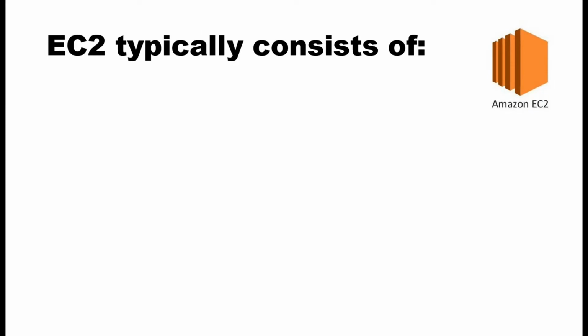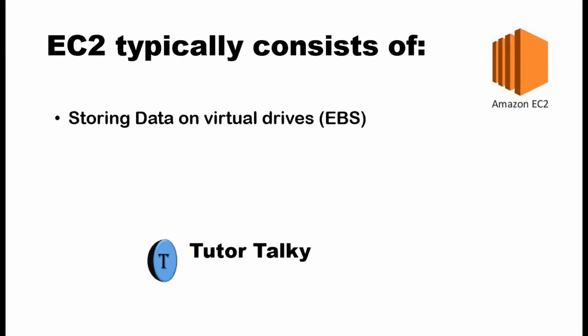Next we can see what EC2 typically consists of. We have four types. First we are going to see is EBS volume. It stores the data on a virtual drive. If you are using the root volume in the instance, that is an EBS volume.